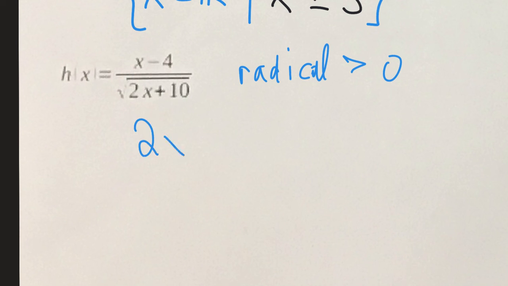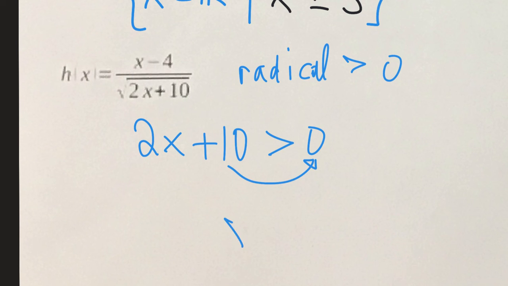So when we set up our algebra, 2x plus 10 must be strictly greater than 0. The algebra says subtract the 10, divide by 2, and we get x has to be greater than -5. So as an interval, from -5 to infinity.